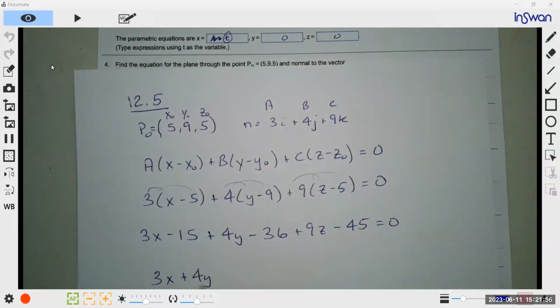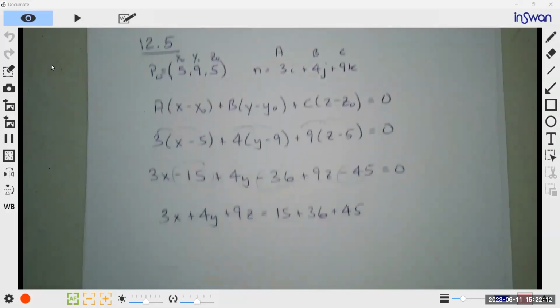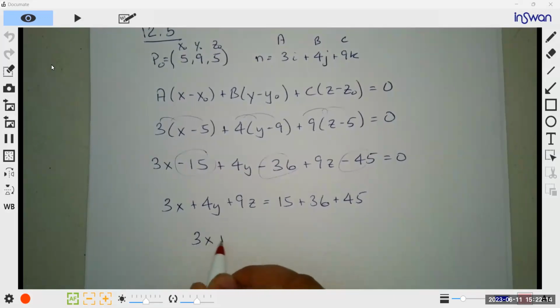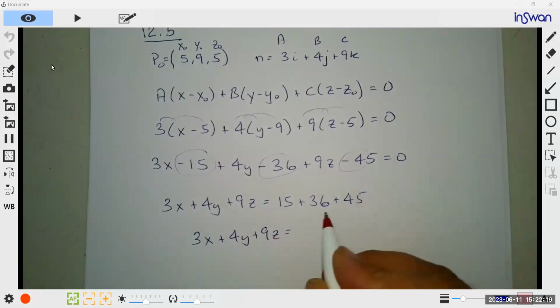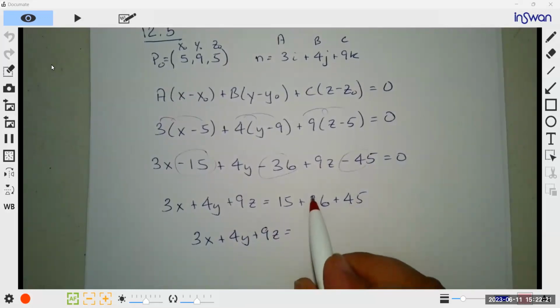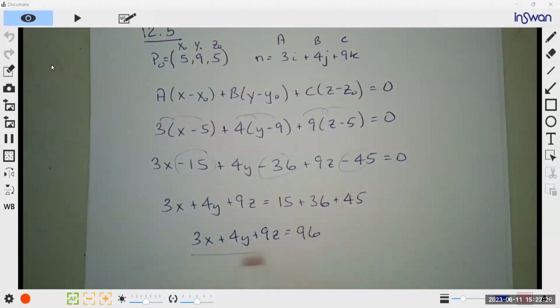X's, y's, and z's on the left-hand side and all the constant terms on the other side. So we have to change it. We're adding them to both sides. So 3x plus 4y plus 9z equals 96. And there's our equation.